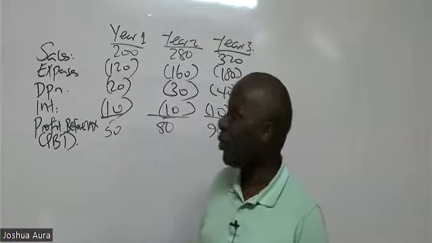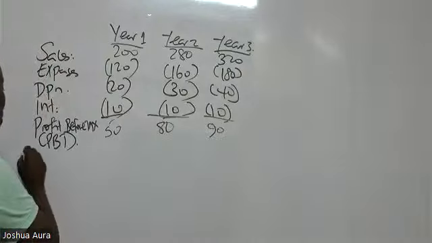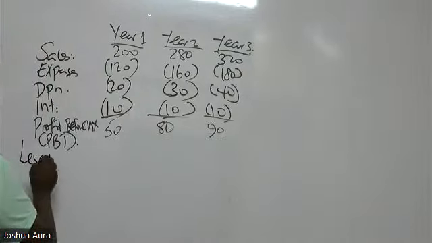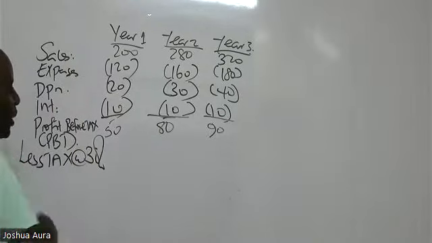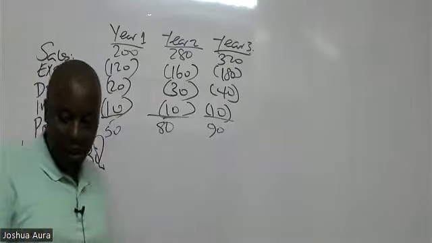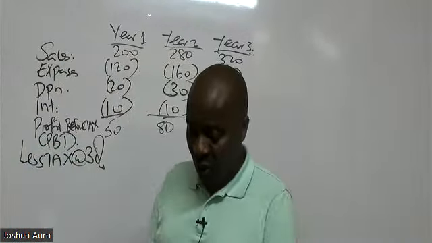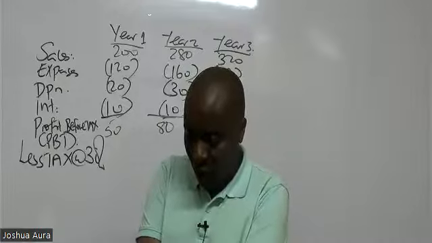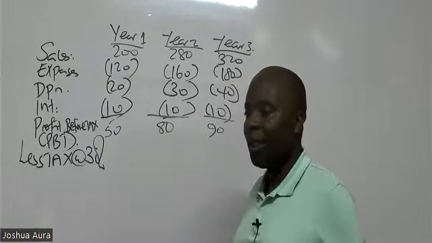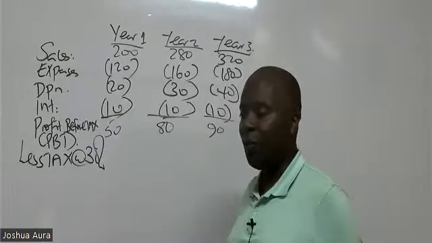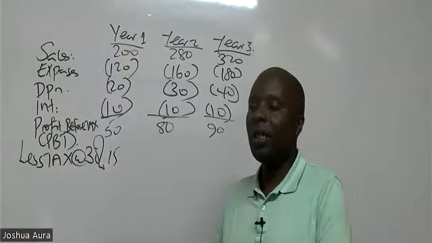Once we get profit before tax, we go ahead right away and less tax. Have they given us the rate of tax? Oh, yes. They have told us tax is 30%. So could you kindly give me 30% of this figure? 30% of 50. This gives me 15. 30% of 80.